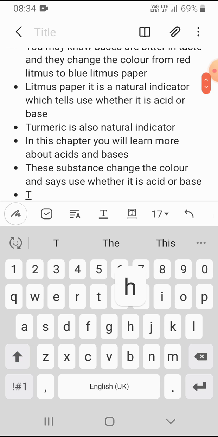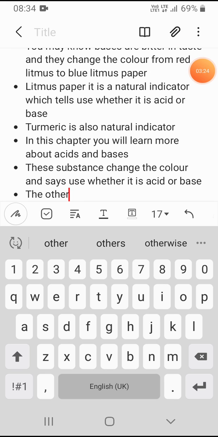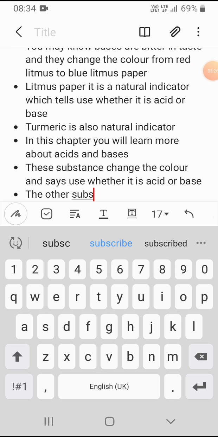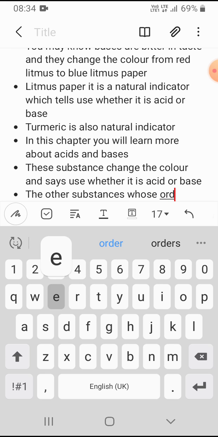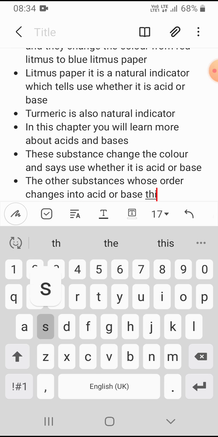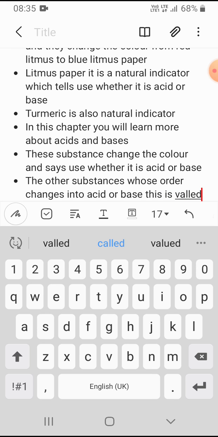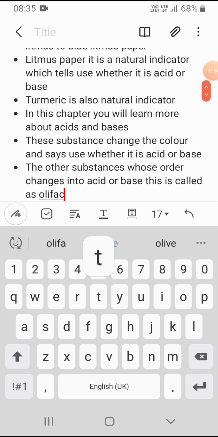But there are other substances whose odor changes when mixed with acid or base. This is called an olfactory indicator.